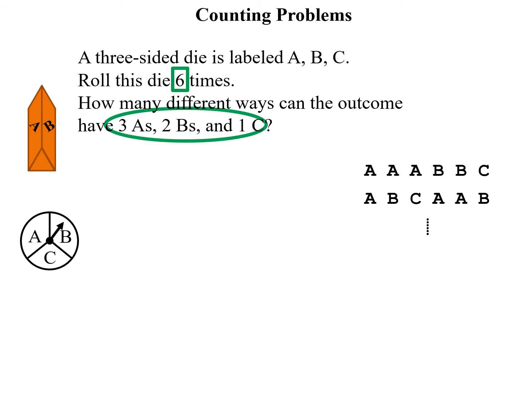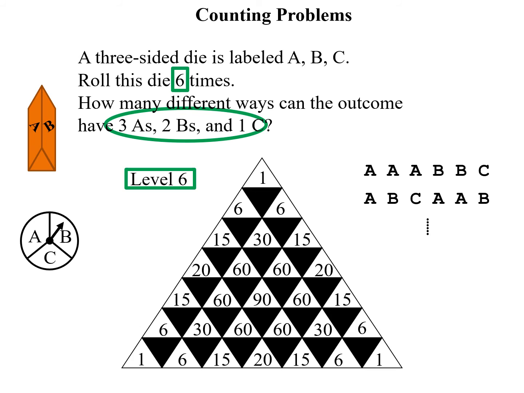Look at the 6. That's how many times you're rolling the die. Notice that 6 is 3 plus 2 plus 1. So go to level 6 of Pascal's tetrahedron. Look at the 3, 2, 1 that's circled in green. Select 2 of those numbers. I'm going to select the 3 and the 2. 3 plus 2 equals 5. That tells me to go to row 5.